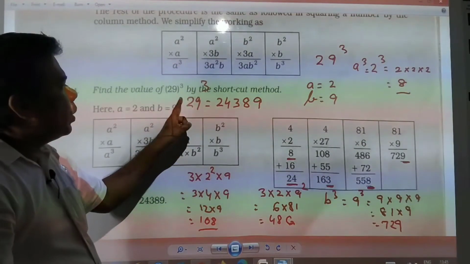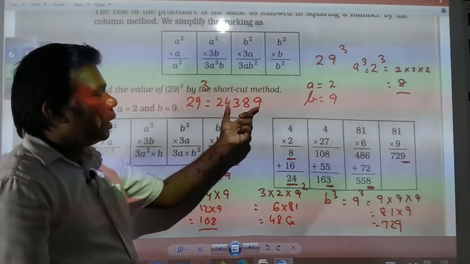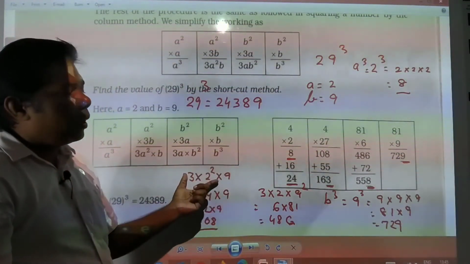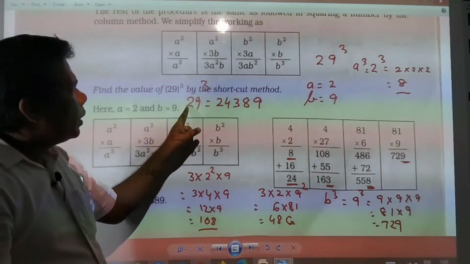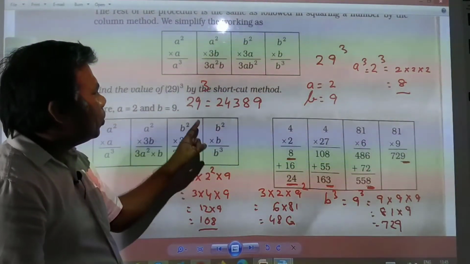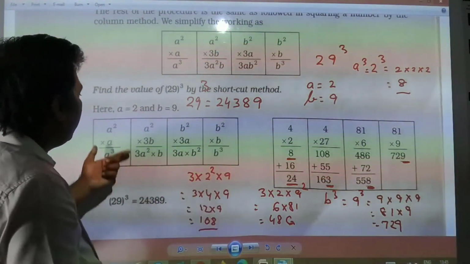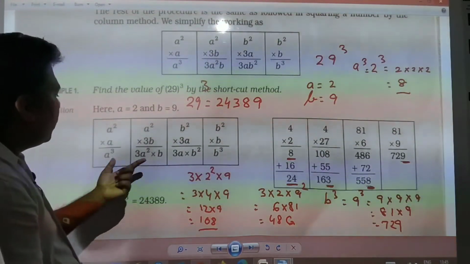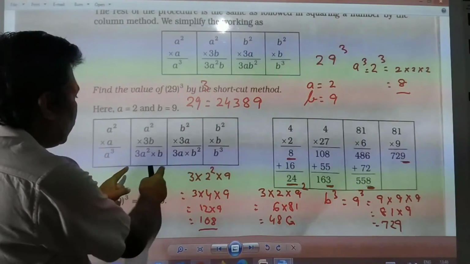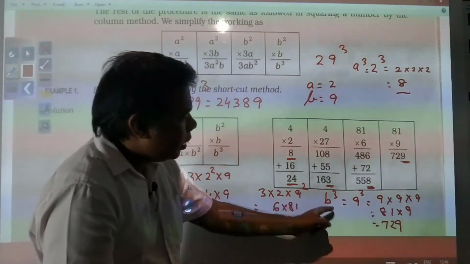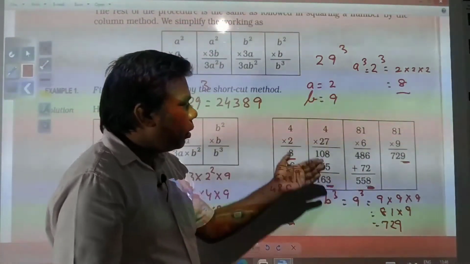29 cube means 29 into 29 into 29 will be 24,389, and this is the shortcut method. So simply what needs to be done: if two digits are there like 29, we assume a is equal to 2 and b is equal to 9. In this type of column, a cube, 3a square b, 3ab square and b cube are required to be made, and then the values are required to be put as I have made you understand. In this way these values are required to be put, and you need to find out the product.